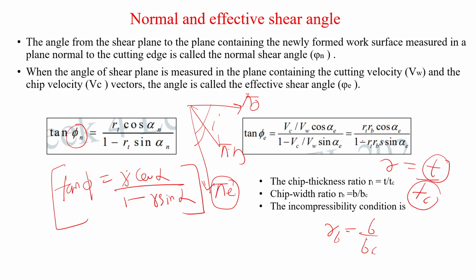So this formula comes into the picture, where tan phi e is equal to rt rb cos alpha e upon rt rb sin alpha e. Alpha e is the effective rake angle, which we have already discussed in the previous slide. So this formula you need to remember, of the normal rake angle and the effective rake angle. Okay. Can I move to the next slide? Yes, sir. Okay. If you have any doubt in between, please feel free to ask. Anytime you can stop me and ask the doubt.